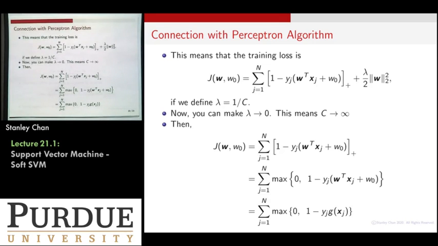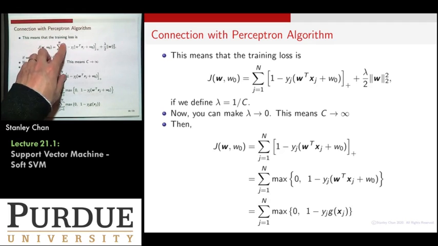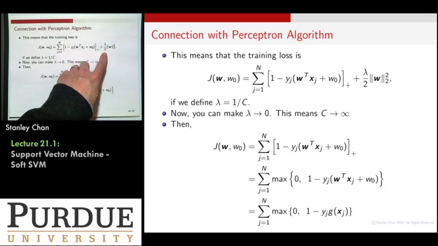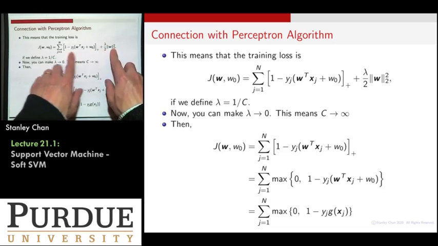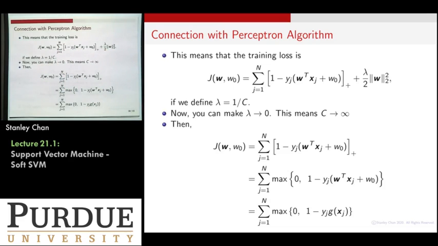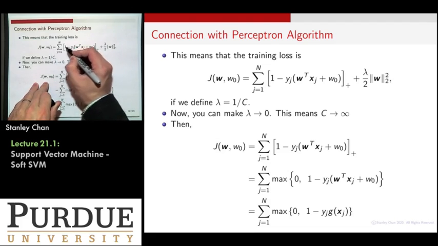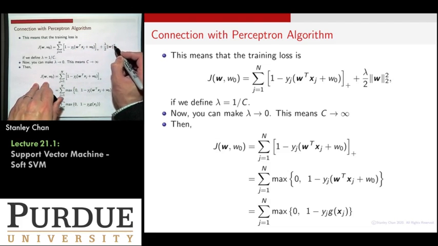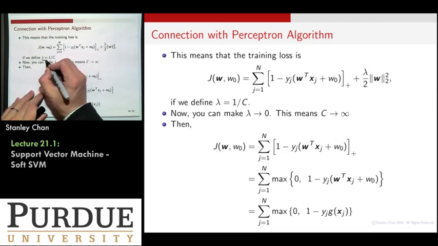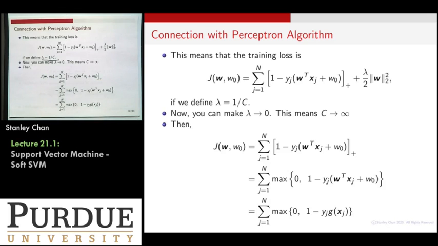So what? Well, that means the training loss will become this. You have this objective function where you have the 2 norm square, and then you have all these constraints here. Then this C can be somehow absorbed into this lambda over 2 times the 2 norm square of W, because I'm just letting lambda equal 1 over C. So if I make that assumption, then my objective function becomes this.